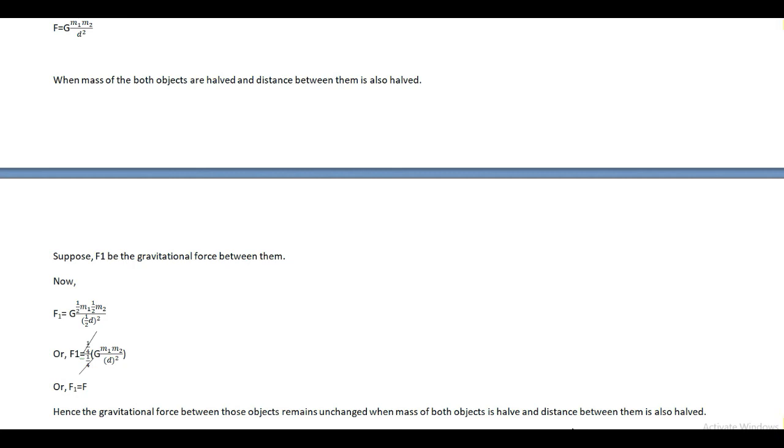So in this video we have discussed different analytical questions which can be solved mathematically, that means what will happen to the gravitational force when the distance between them is changed, either increased or decreased, or what will happen to the gravitational force between two objects when mass of those two objects are either increased or decreased, or what will happen to the gravitational force between them when both the mass of those objects and distance between the objects are changed. What is the consequence in the gravitational force, that is discussed in today's video.